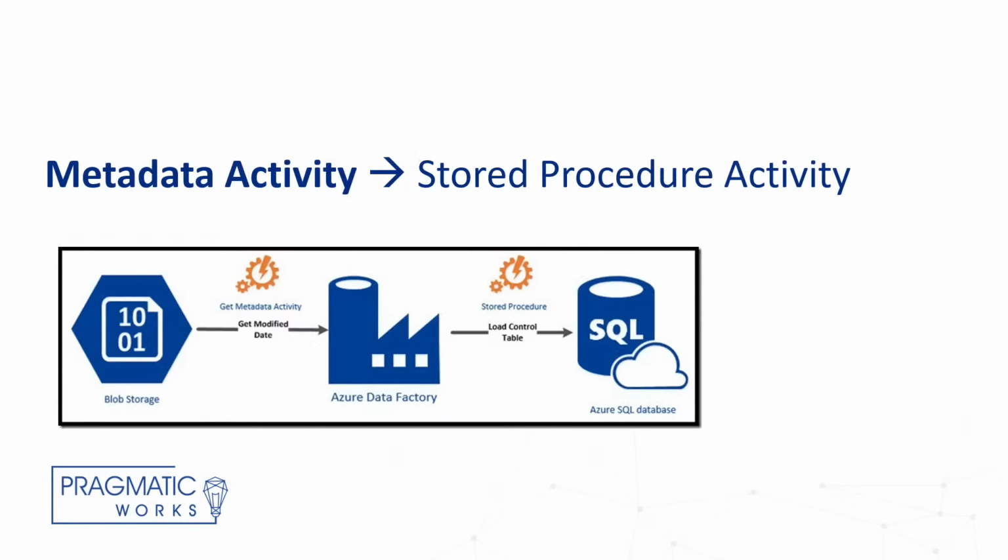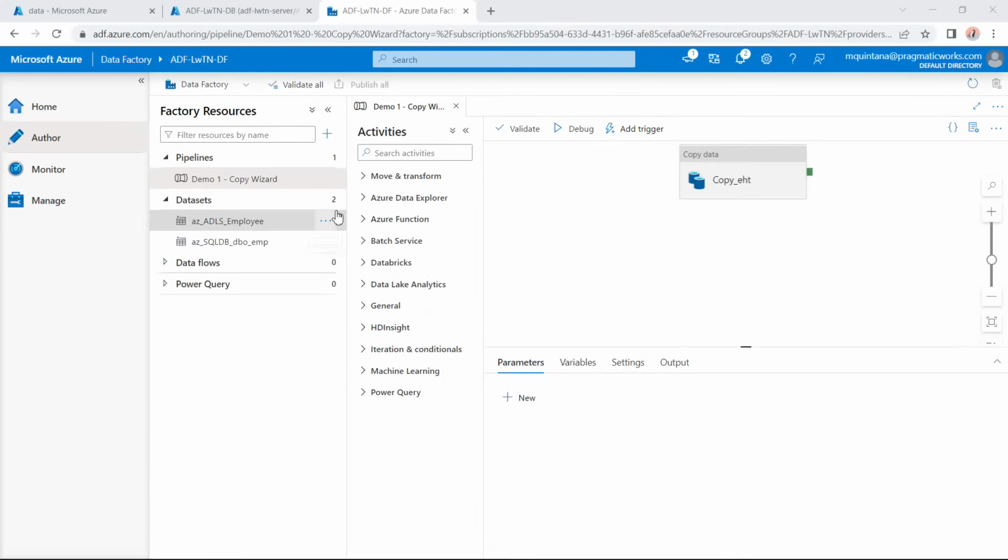That's going to be the idea. In our first case, we're going to end up connecting to the data lake. That's going to be our source for the get metadata activity. We're going to get that information. We're going to pass the details of it into a stored procedure, which is then going to update a table. That's the idea behind this one. So that's what we're going to end up doing as we go through this.